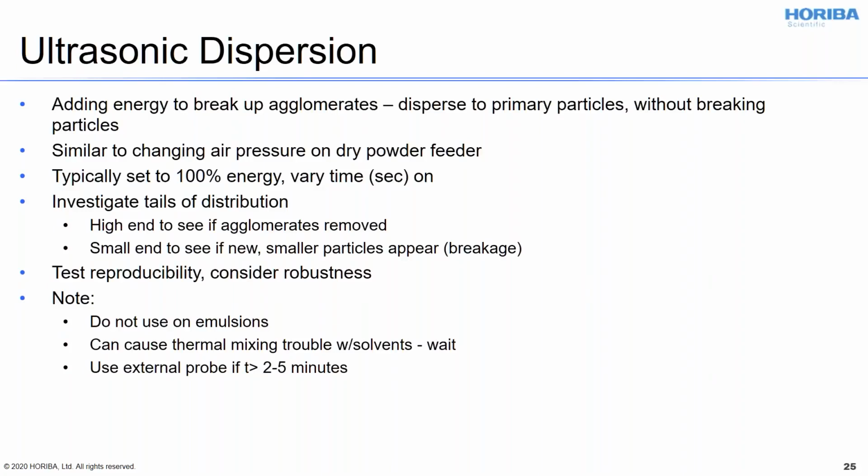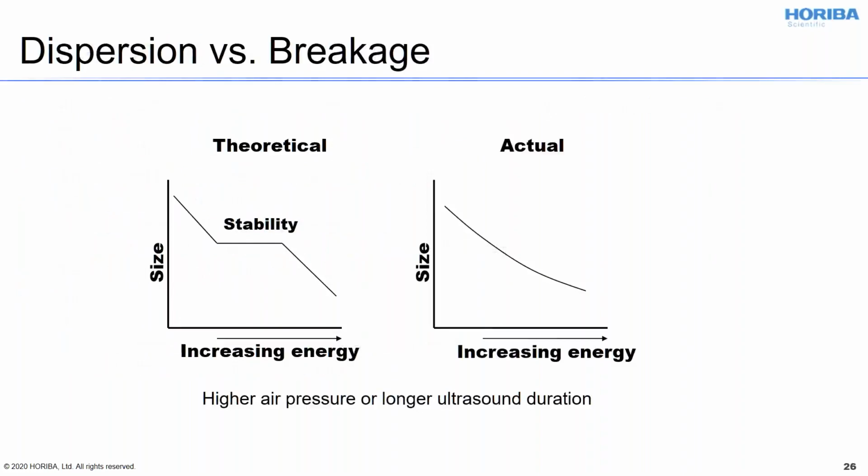Those can stuff a lot more energy into your sample, which is certainly something you want, and will tend to deal with those long times and energies better. Now, there's another concern with both of these, which is dispersion versus breakage. Ideally, in the graph on the left, which I label theoretical, if I plot measured particle size as a function of increasing energy, you start to break up the agglomerates, and then you have a region of stability. And then as you add more energy, you start actually milling and making your particles smaller.